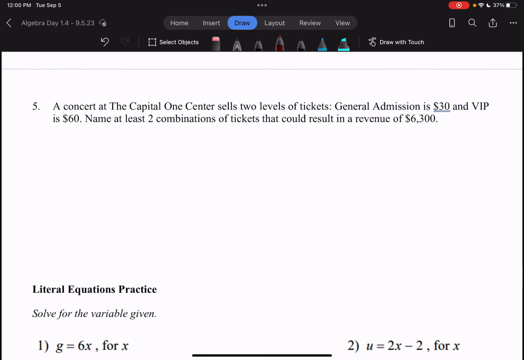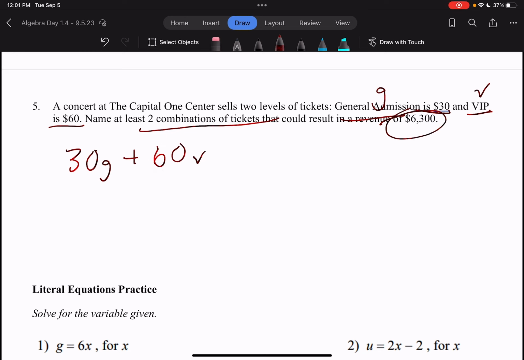All right. Number 5, a concert at the Capital One Center sells 2 levels of tickets. General admission is $30 and VIP is $60. Name at least 2 combinations of tickets that could result in a revenue, that's how much Capital One Center would bring in, of $6,300. So let's go ahead and say general admission tickets are represented by G. VIP tickets can be represented by V. So we have 30 times the number of general admission tickets that we sell, plus 60 times the number of VIP tickets we sell, equals, we want a revenue of $6,300.